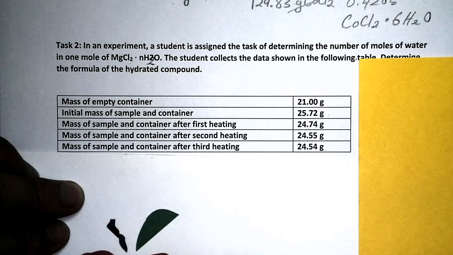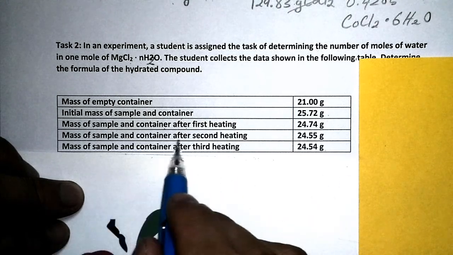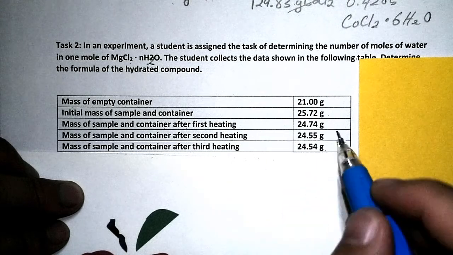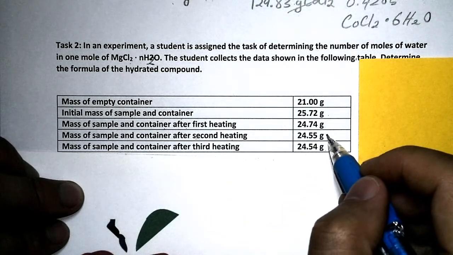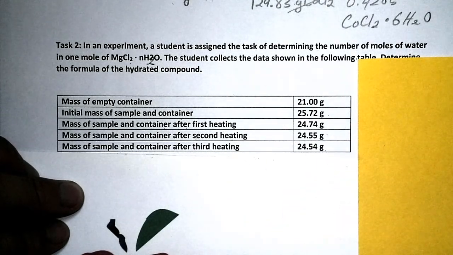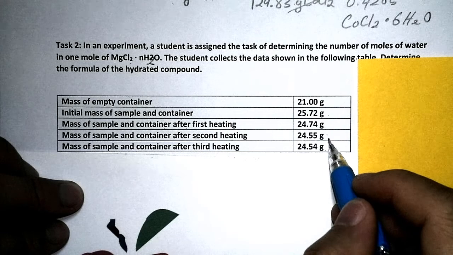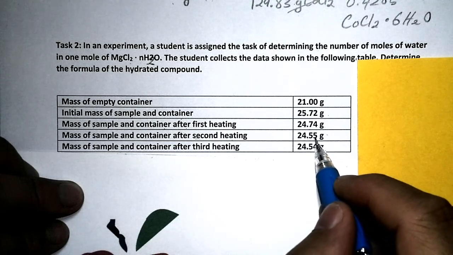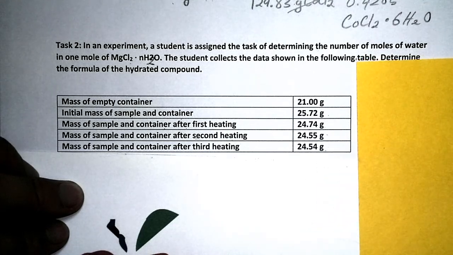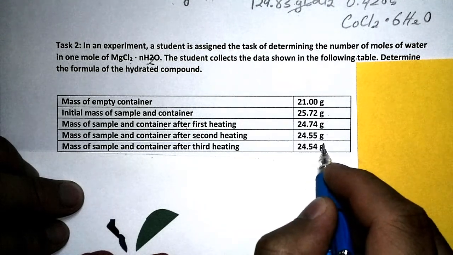It has evaporated. And we do that again for the second heating, and notice again the mass has decreased because more water is now driven off. It has evaporated away. Then we did the third heating, and notice how there is very little change, 0.01. That tells you all the water has been evaporated. Now you have only the anhydrate.